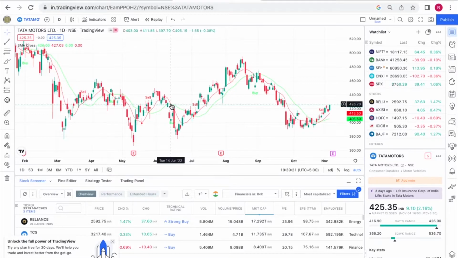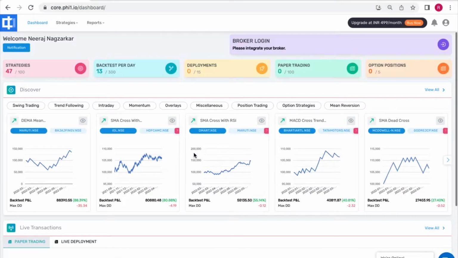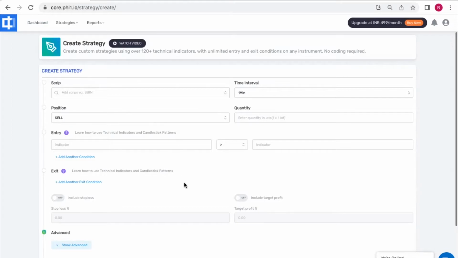Once again, this is only for illustration purposes. Usually you always use another indicator when you follow this kind of a strategy. Let's go and create this strategy on Phi 1. Simply log on to the platform, go to strategies and click create strategy.